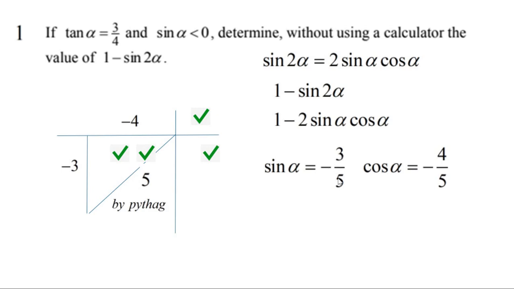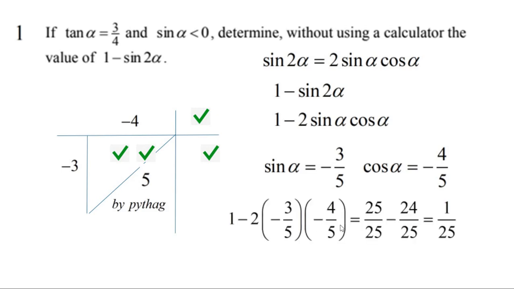Minus 3 over 5 for sine, opposite over hypotenuse. Minus 4 over 5 for cosine alpha. That's right there, the adjacent over the hypotenuse. Just take those two fractions and put them in there. Multiply them together. Put it in your calculator. If you're good at fractions, you'd know 1 is 25 over 25, 5 times 5. You can type this in your calculator, and the answer is 1 over 25. And that's it. All done.